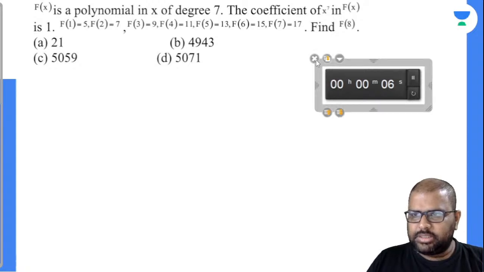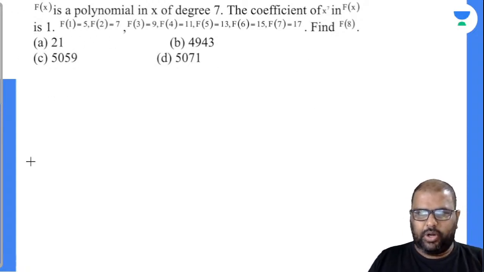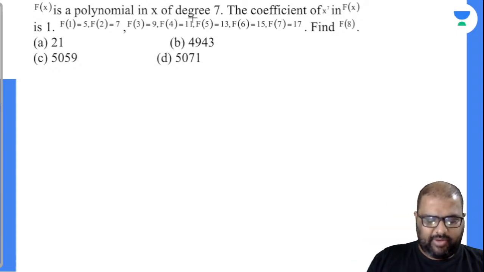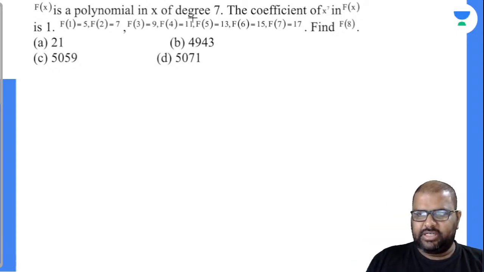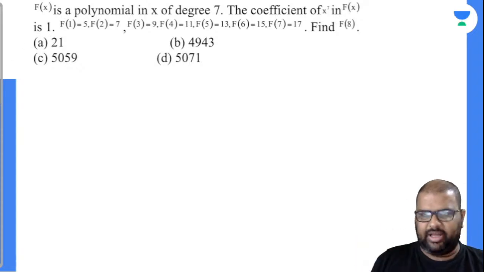Once more, f of x is a polynomial in x of degree 7. So x to the power of 7, and the coefficient of x to the power of 7 in f of x is 1. So f of 1 is equal to 5, f of 2 is equal to 7, f of 3 is 9, f of 4 is 11, f of 5 is 13, f of 6 is 15, f of 7 is 17.